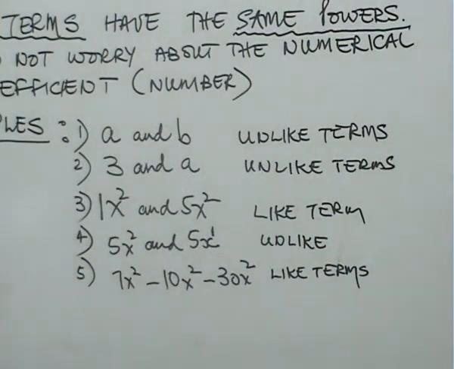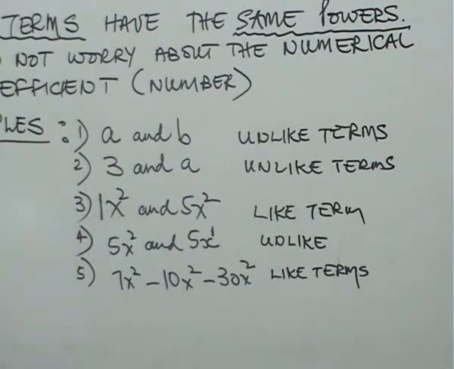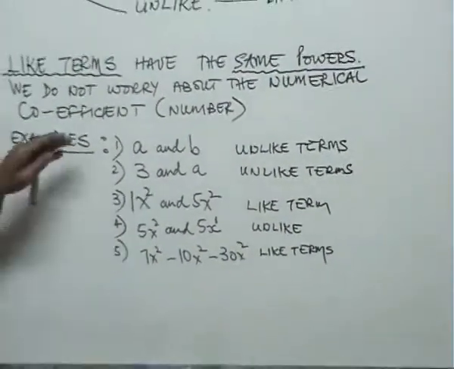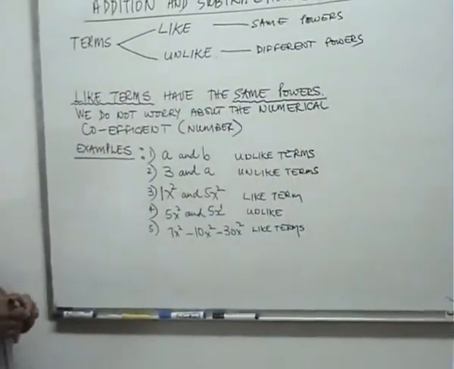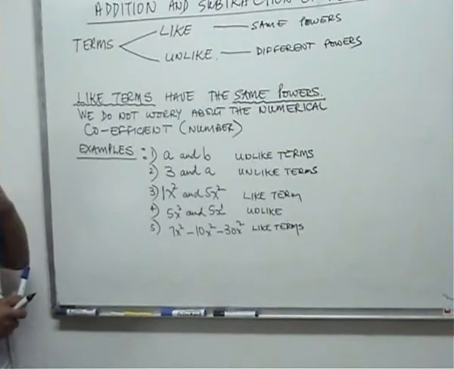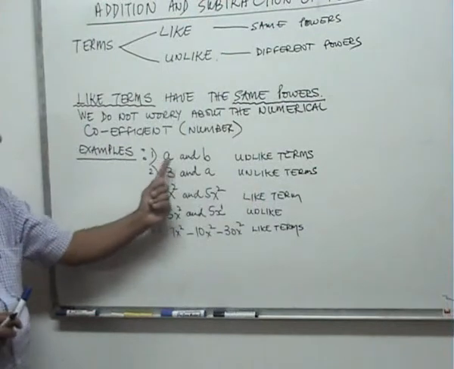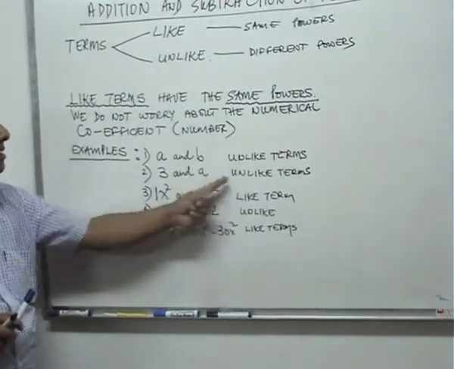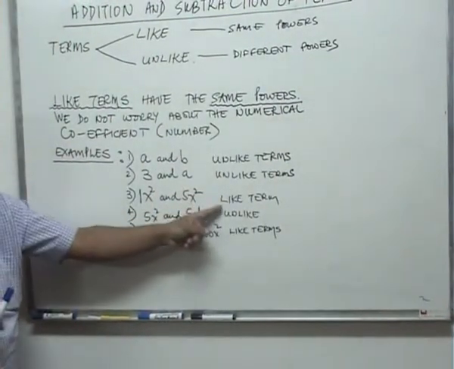So we must be able to differentiate, we must be able to make out the difference between like and unlike terms. Why? Because when you add and subtract, you can only add and subtract like terms. So that is why you first have to know how to differentiate between terms that are like or unlike. Alright, so let's summarize. Like terms have the same powers. If the powers are not the same, then they are unlike terms. Powers not the same, unlike terms. Powers are the same, like terms.